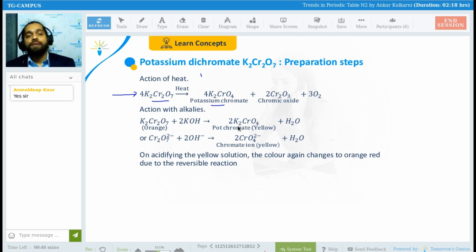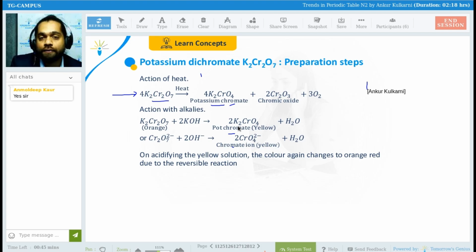Now, when you react the same thing with the base, again you can check. What are you getting? It is simple. Everywhere you are reacting, what are you getting again? Chromate ion, chromate. Simple. So remember it like that.